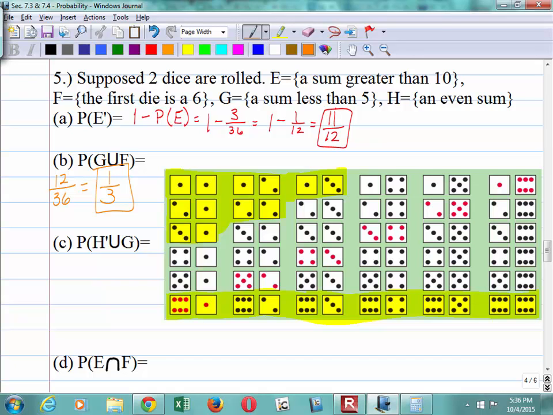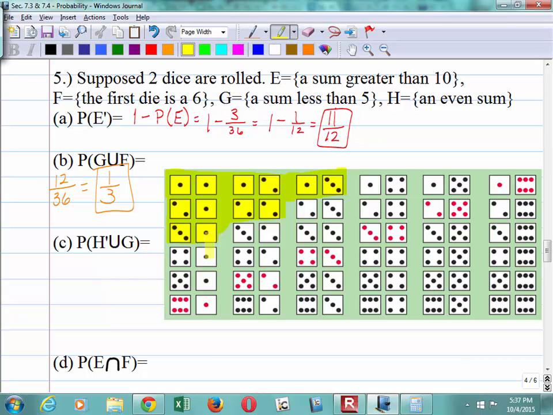And then H prime union G. So the opposite of having an even sum would be having an odd sum. So you have an odd sum, or you have a sum that's less than 5. Alright, so there's the ones that are less than 5. And then let's do all the odd sums.